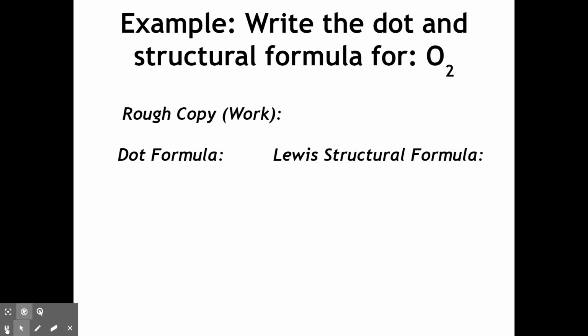Our next example is O2. So oxygen has 6 valence electrons. 6 times 2 is 12. Divided by 2 is 6 pairs or 6 bonds. So I'm going to draw my 2 oxygens with their 6 valence electrons.